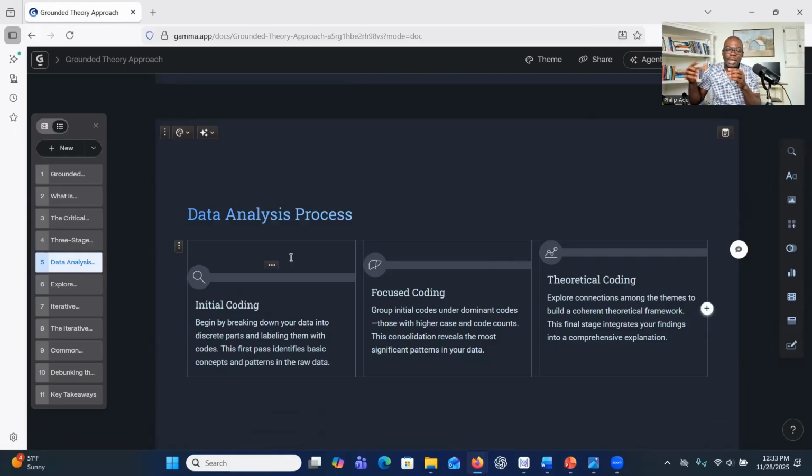So after identifying dominant codes, what do you have to do? Let's say you identify maybe 3 or 4 or 5 dominant codes. The rest of the codes that are less dominant, you connect them to the dominant code, right?